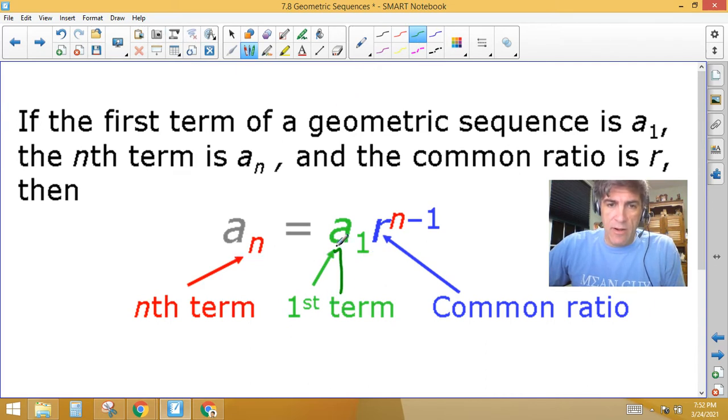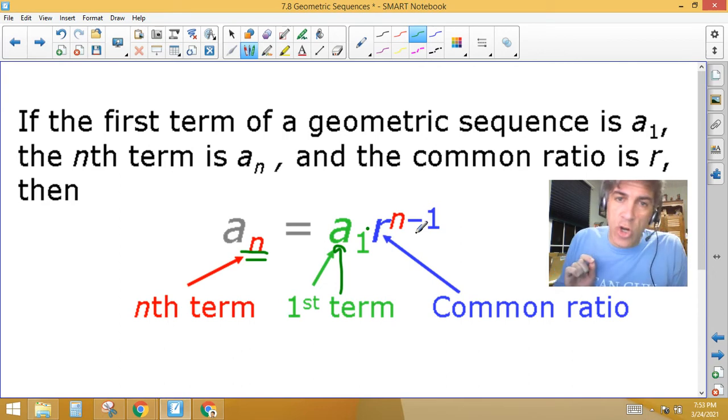You plug it in right here. Notice right next to it is my common ratio, my R. What do I multiply by? These two get multiplied together. Then there's an exponent on the common ratio. It's going to be n minus 1. Whatever term number I want, my exponent on the common ratio is going to be 1 less than that.